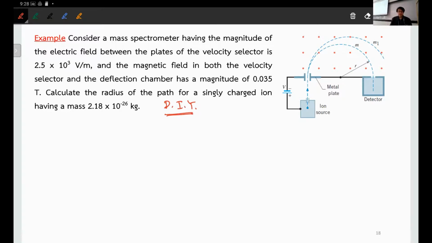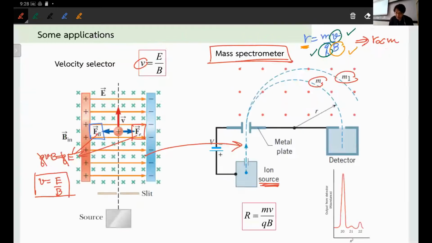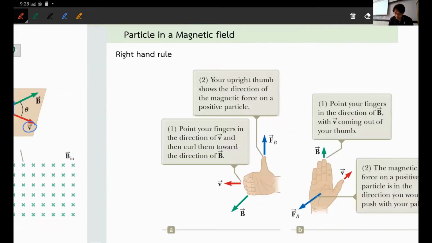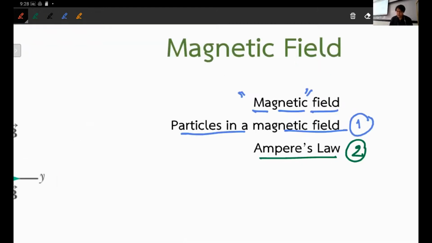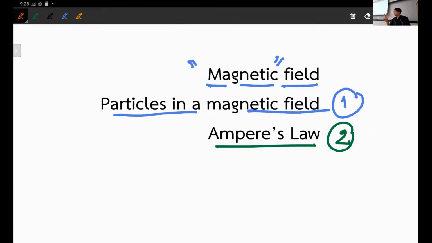Okay, guys, so that's done for the main point of today's lecture. For you guys who just came in, what I said earlier before we started this lecture is just this, the first page. There are two main components of today's lecture. One is particle in a magnetic field, which we have just learned. And the other is the law that allows you to calculate the magnetic field, and that law is called Ampere's law. That's it. If you can get these two done, I think we're done with the course. Sounds good?